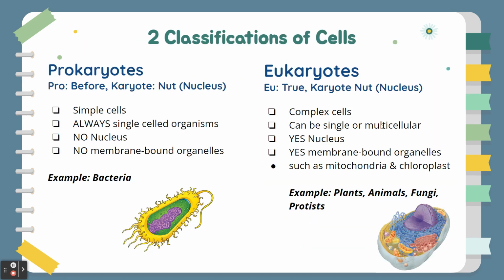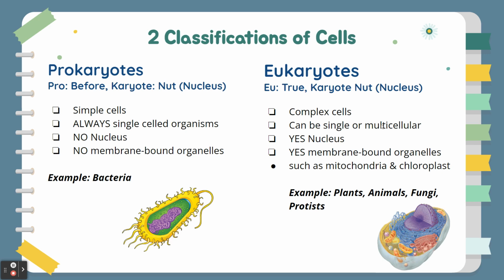Cells can be classified as either prokaryotic or eukaryotic. To understand these terms better, let's break them down. So let's focus on our roots. The root word pro means before, and karyon is referring to the nucleus.